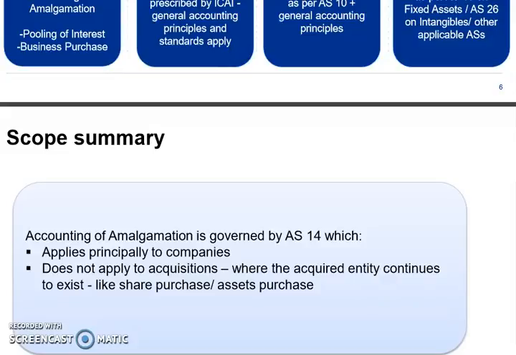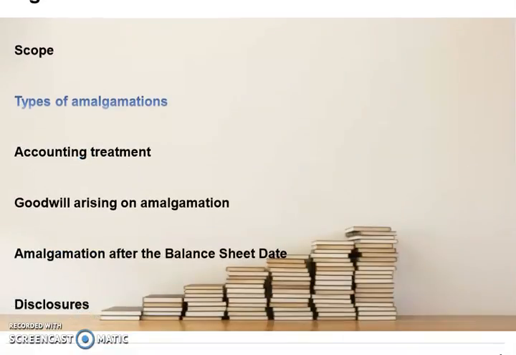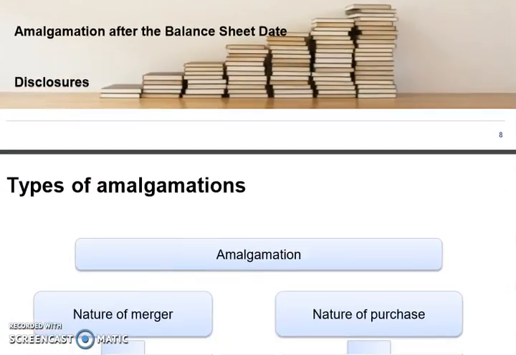So in short, accounting standard 14 applies principally to companies' amalgamation and doesn't apply to acquisitions where the acquired entity continues to exist, like share purchase or asset purchase. Okay, now let us move to our next topic, types of amalgamation.